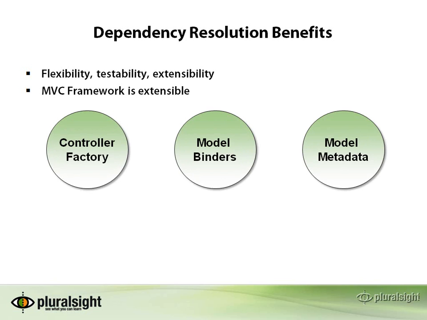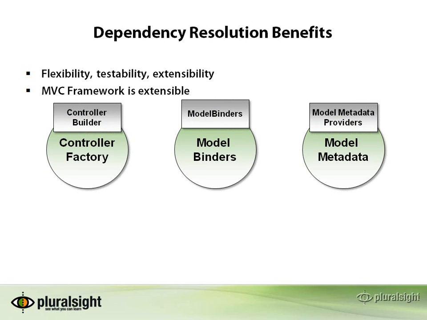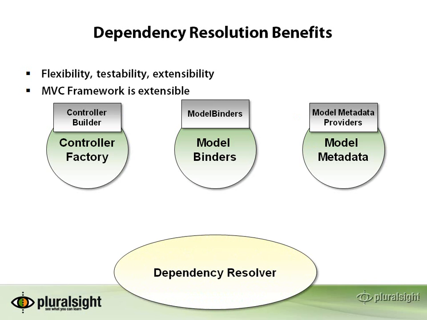The problem that existed before MVC 3, however, is that each of these extensibility areas used a different API to register the custom piece that we wanted to add. For instance, if I wanted to write a custom controller factory, I would have to register it with the controller builder. Meanwhile, a custom model binder goes into the model binders collection, a custom model metadata provider goes into the model metadata providers collection. With MVC 3, they've introduced a central dependency resolver.